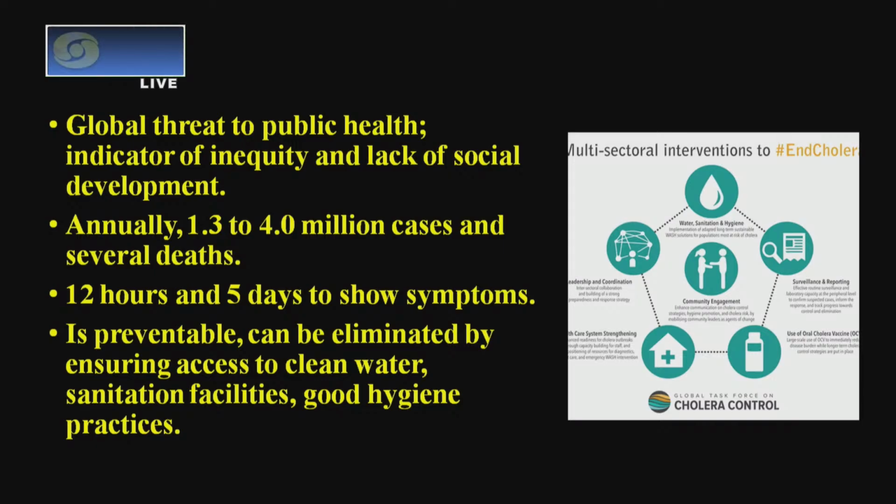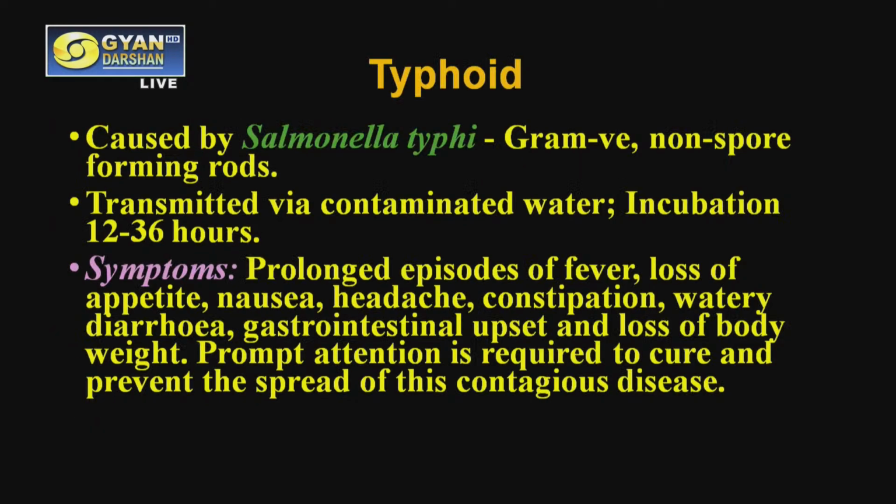Between 12 hours and 5 days is when the symptoms of cholera are shown, and again it is preventable by assuring clean water, sanitation facilities, good hygiene practices, and also community practice where community workers can bring about awareness programs, and also vaccination is important.